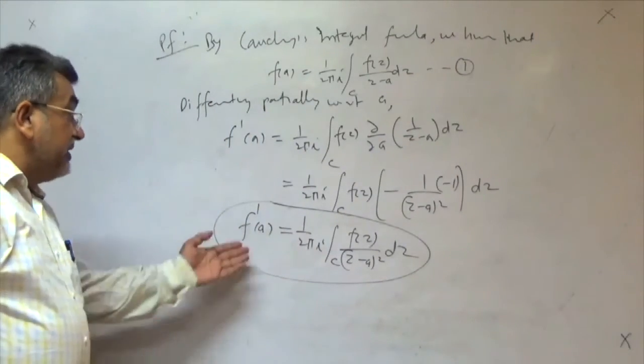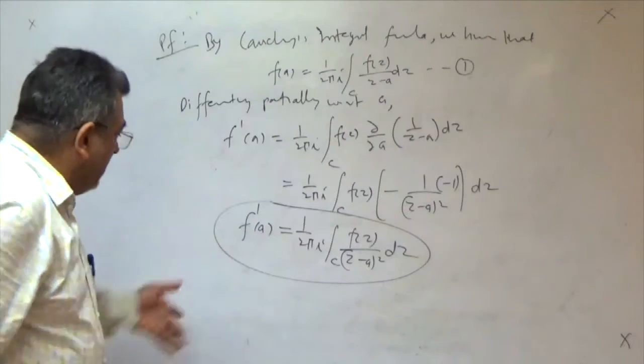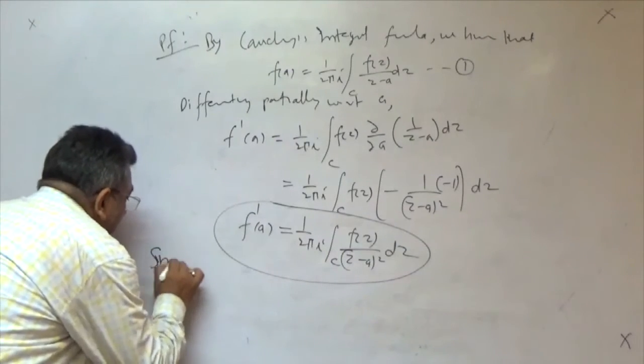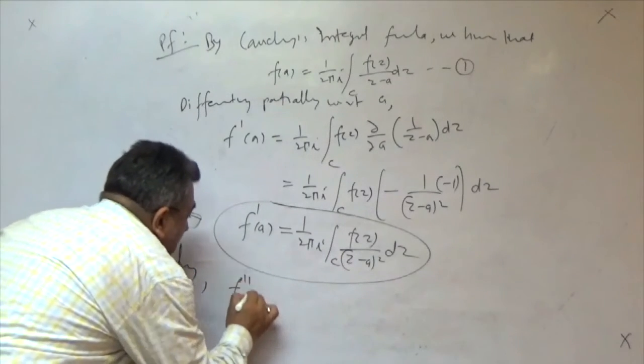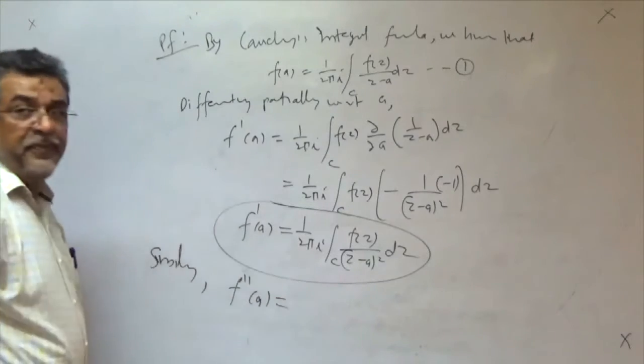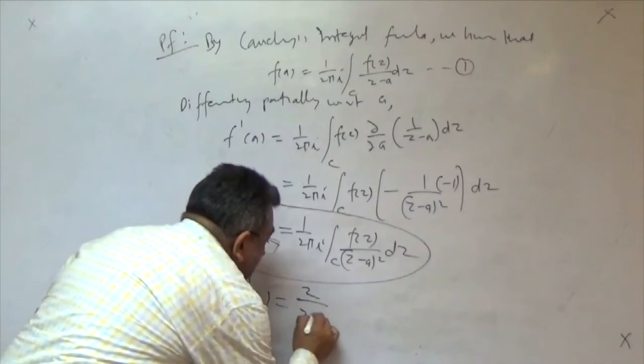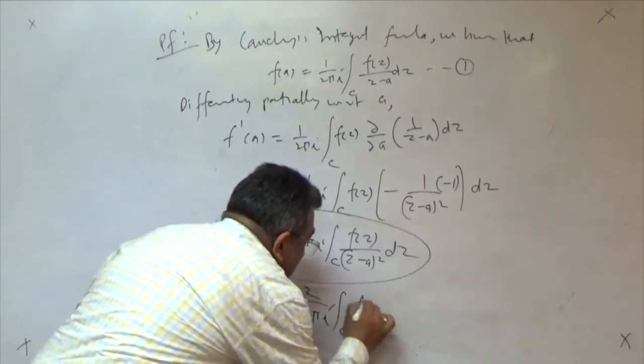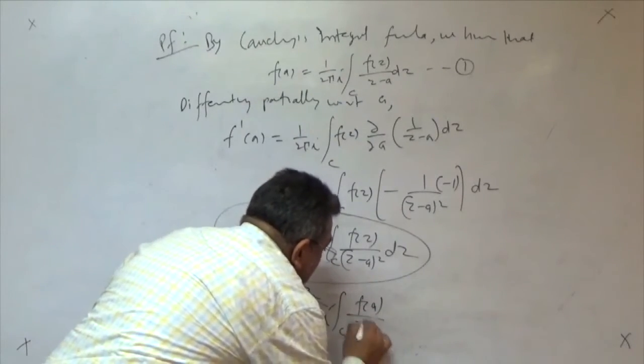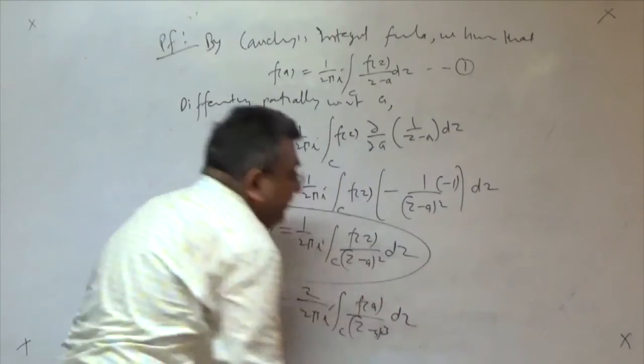Alright? This is the first derivative. Similarly, you can obtain the second derivative. The second derivative is 2! upon 2πi integral over C of f(z) upon (z minus a) whole cube.